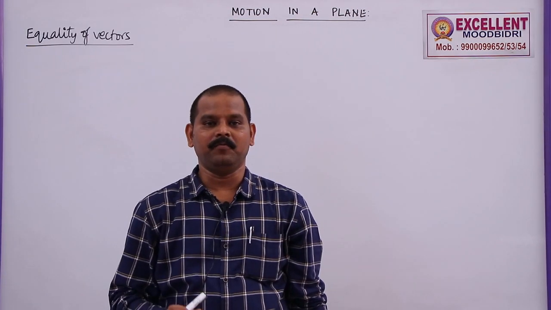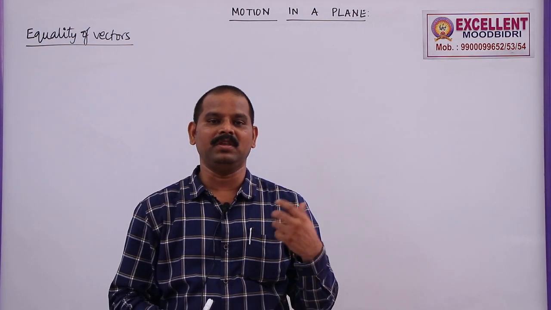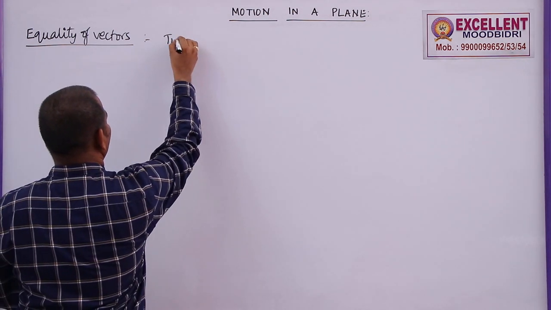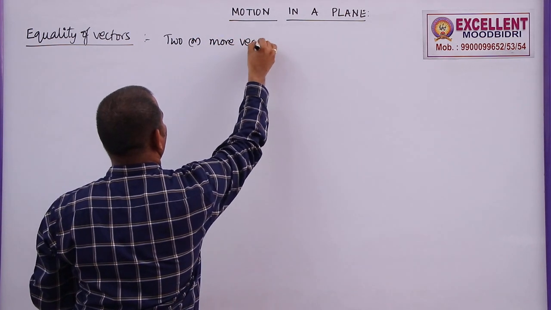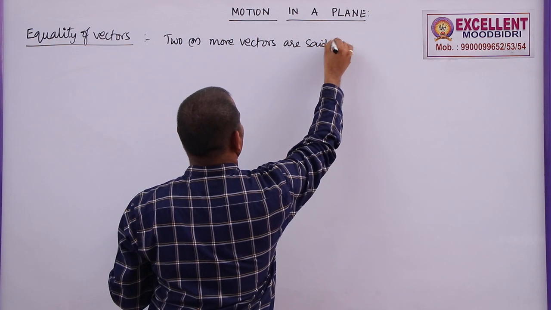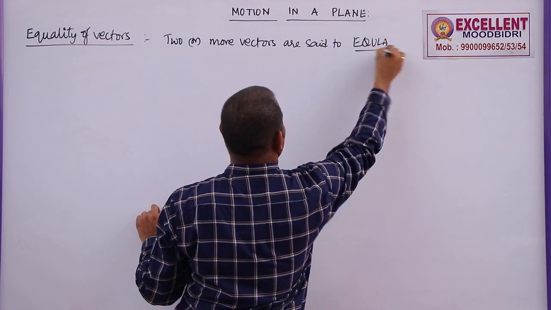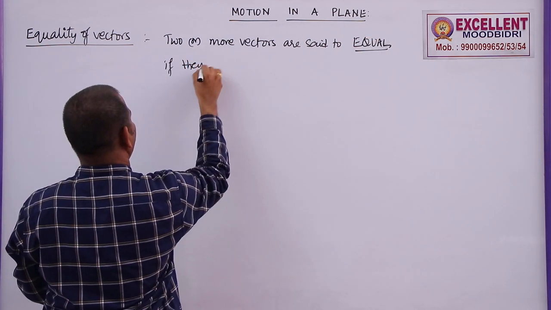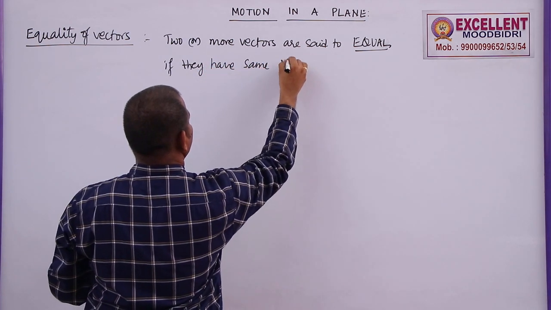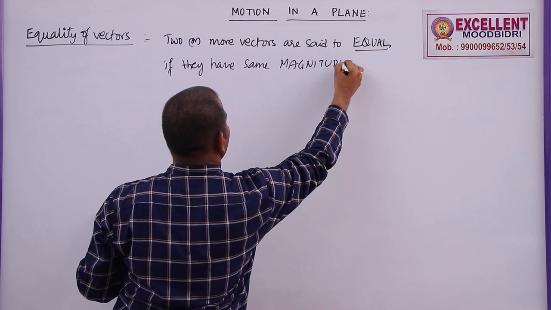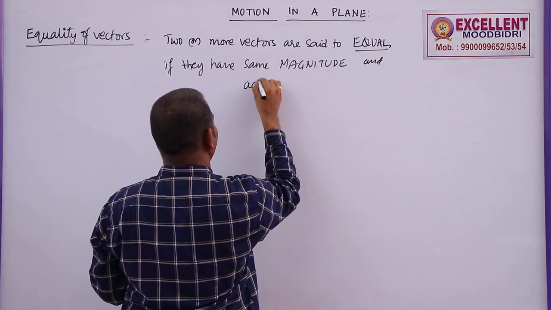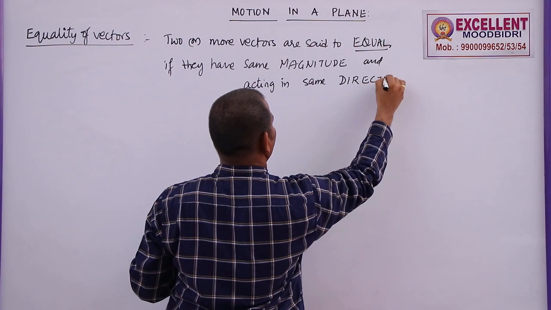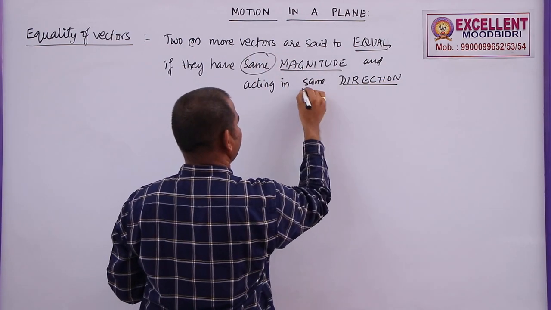Next, equality of vectors. Two or more vectors are said to be equal if they have the same magnitude and act in the same direction. That means they should have the same magnitude and act in the same direction.